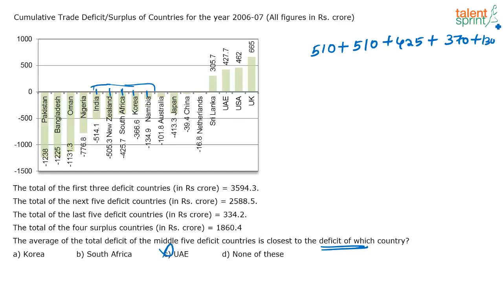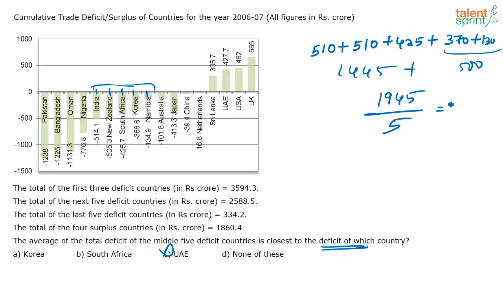If you approximate like this, adding becomes very easy. 370 plus 130 will give you 500. Then here you have 1020: 510 plus 510 is 1020, plus 425 will give you 1445. Again, 1445 plus 500 is 1945, divided by 5. That will give you the average of these 5 countries. What do you get for 1945 divided by 5? Approximately 389.